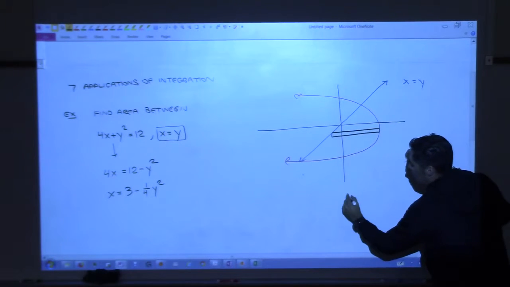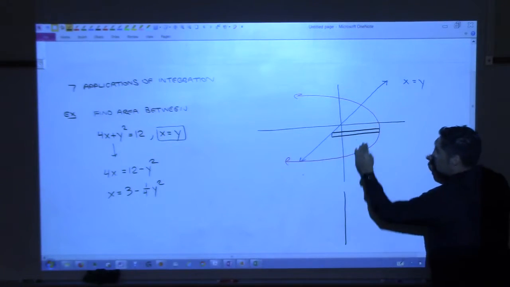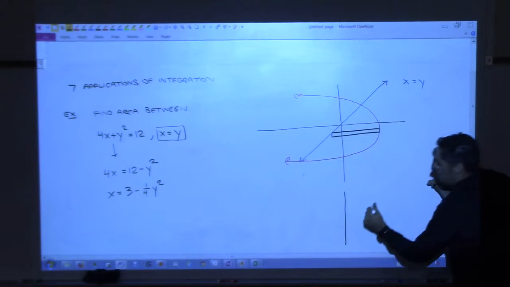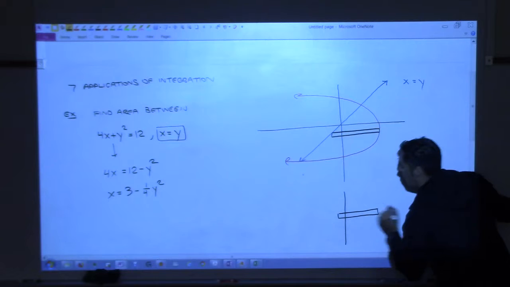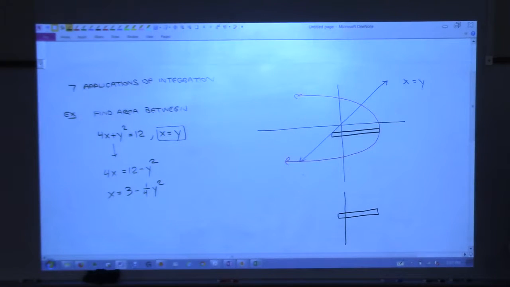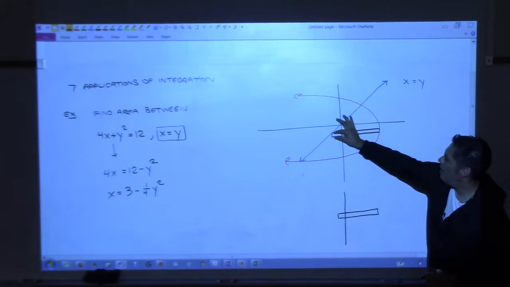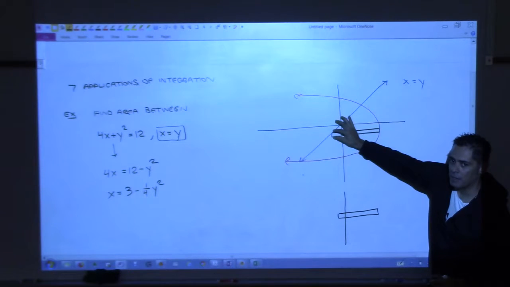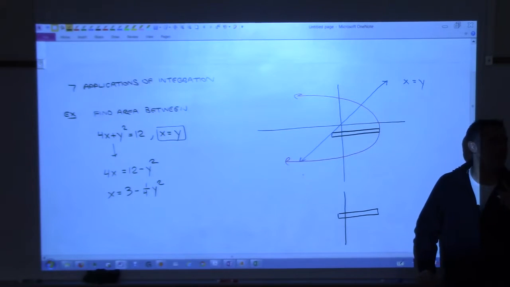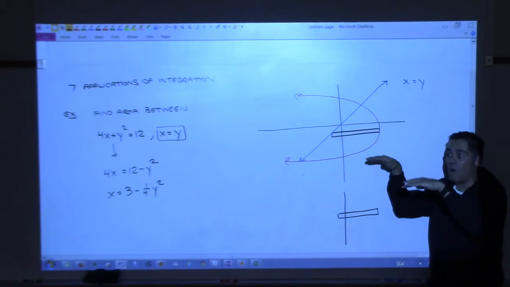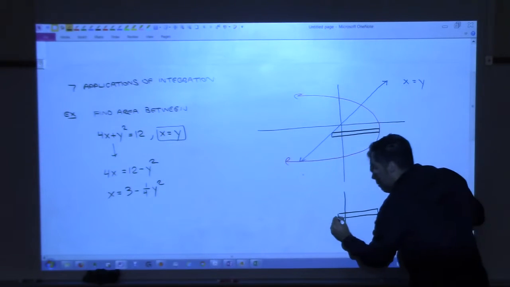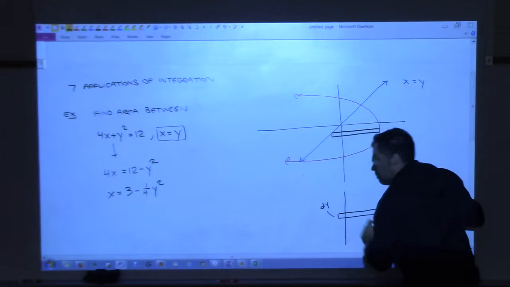So I'm going to extend my y-axis down. Instead of coming over to the side this way, come down here, and I'm going to take a look at what the area of this thing would be. So how wide is this rectangle this way? dy, not dx, because you're moving the rectangle this way now, right? Yeah. So y is changing. So this is now dy, right?